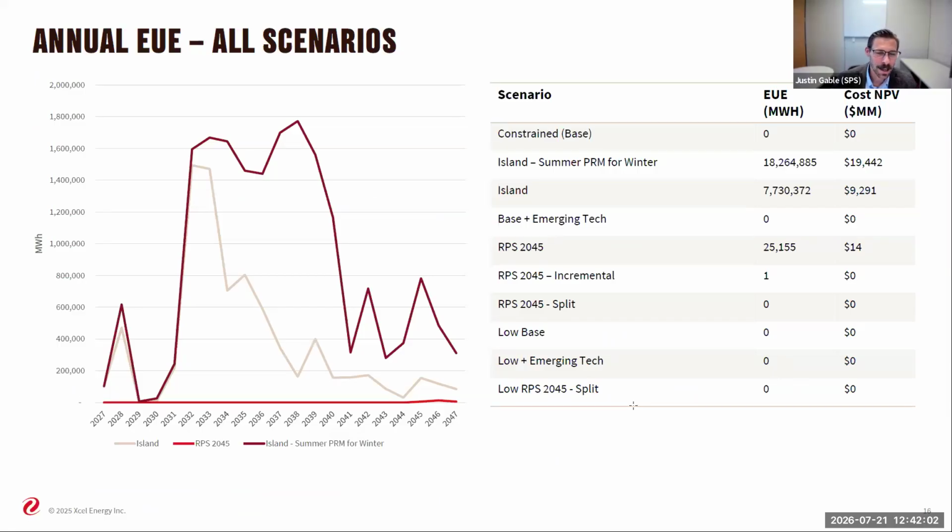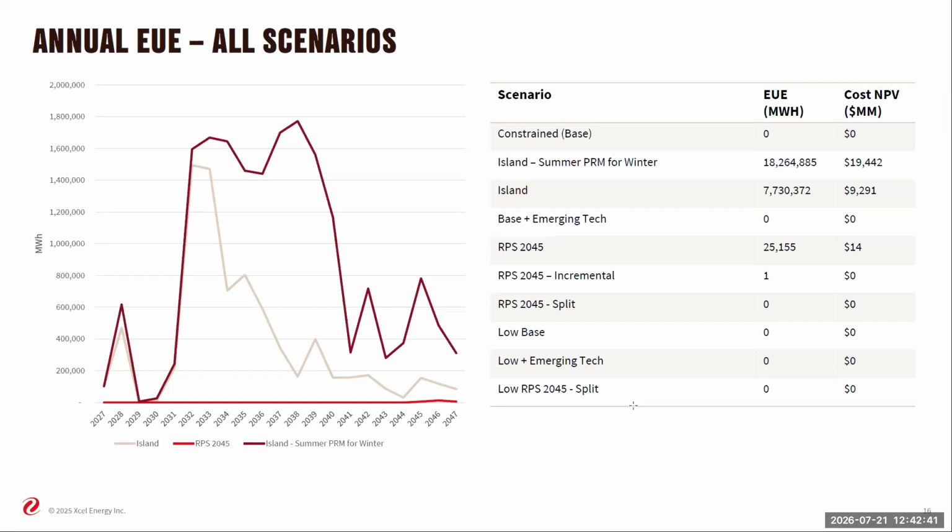So, EUE for the island scenarios. You can see here there is EUE persistent throughout the years, but there are periods of time where it does have a peak. For the islanded scenario, where we are just maintaining our system PRM requirements and turning off the markets, we see a near-term issue. If we are islanding and using a summer PRM for the winter, we're seeing much more significant EUE throughout the entire planning horizon. I'll pause there, Chelsea, if you want to look at that and have any questions.